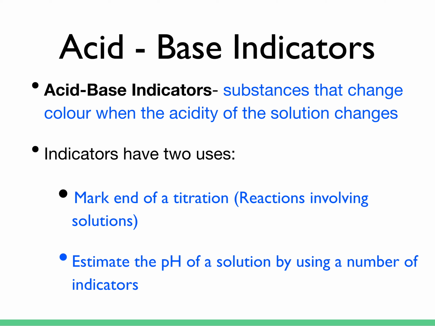But there are other types of acid-base indicators that change color in different pH ranges and change into different colors as well. We have two major purposes for these acid-base indicators. We use them to mark the end of titrations, and we will talk more about titrations in our last unit. And we can use them to estimate the pH of a solution when we use multiple indicators in combination with each other.